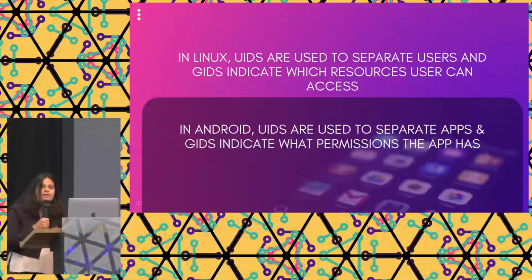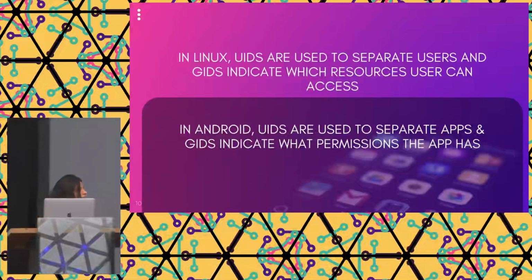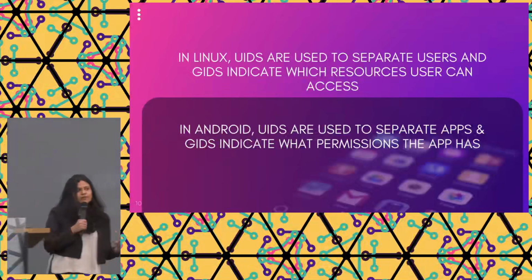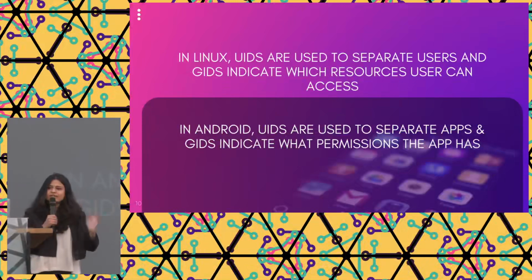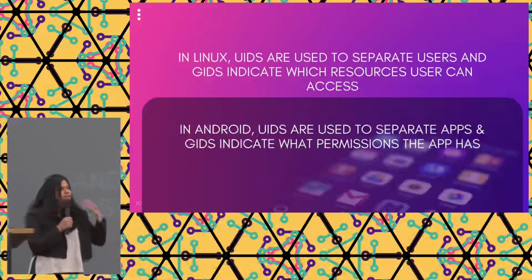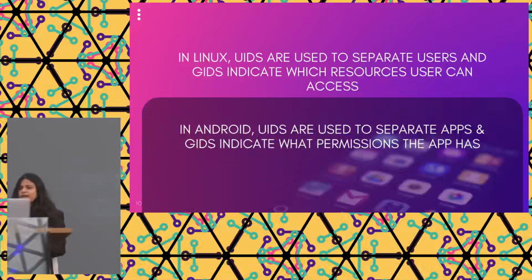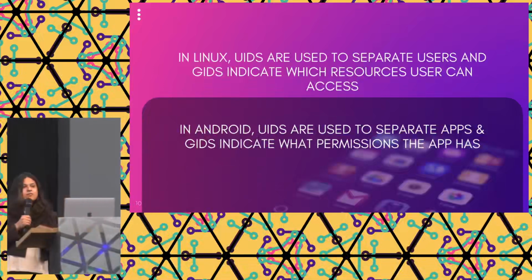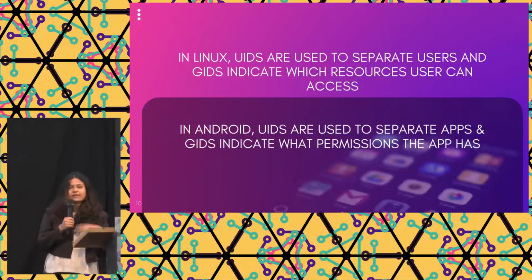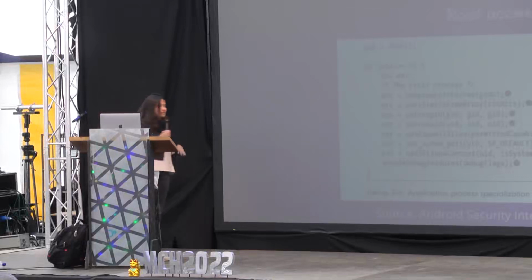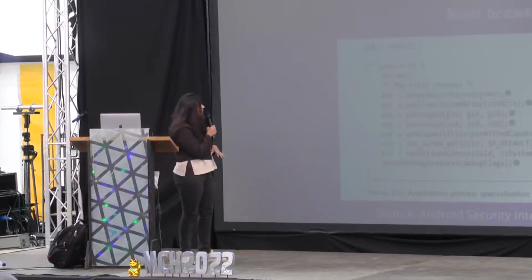In Linux, UIDs are used to separate users because Linux was designed to be a multi-user OS. You had UIDs so that users cannot interfere with each other's spaces, and you do not have access to the resources of other users. Android repurposed the same logic for apps. So every app has its own UID and a set of permissions which are listed as GIDs. That is, in brief, how permissions actually work in kernel land in Android.